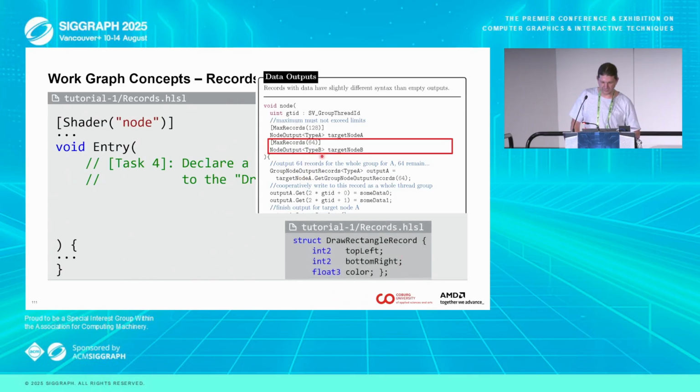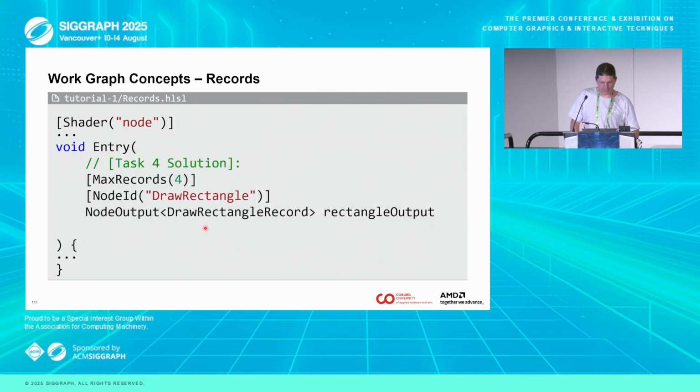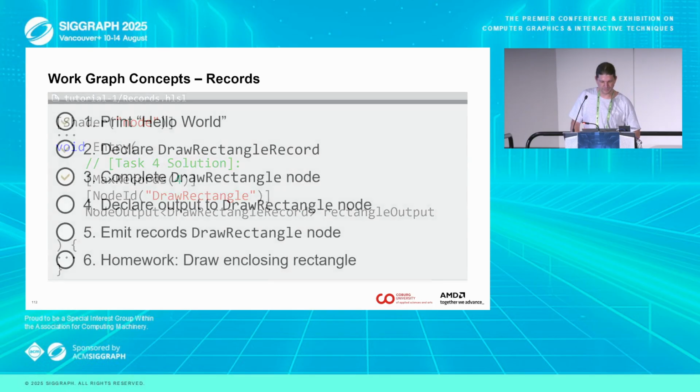And here in this part, this type B is going to be our draw rectangle record here, and we would like to output at most 4 because we're having 4 threads. We want to send them over to the draw rectangle function, and this is our type here that we would like to output here in our parameter.